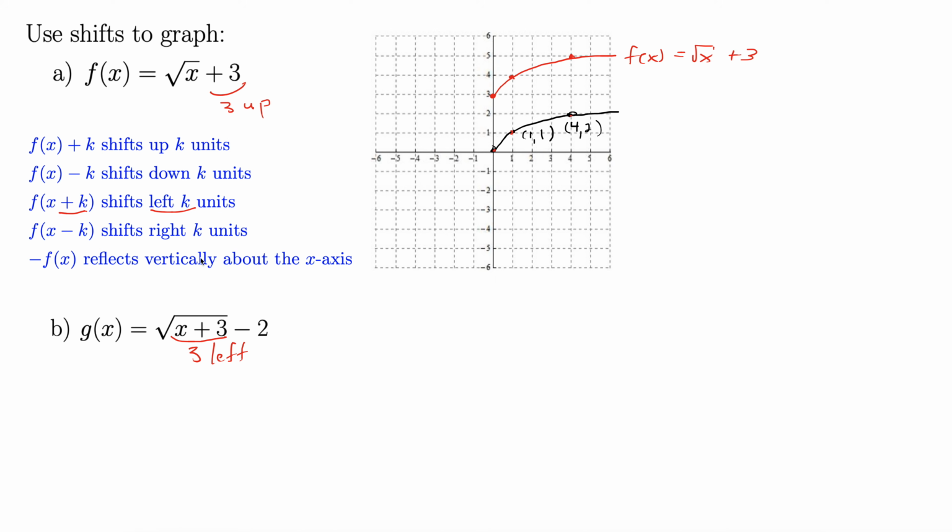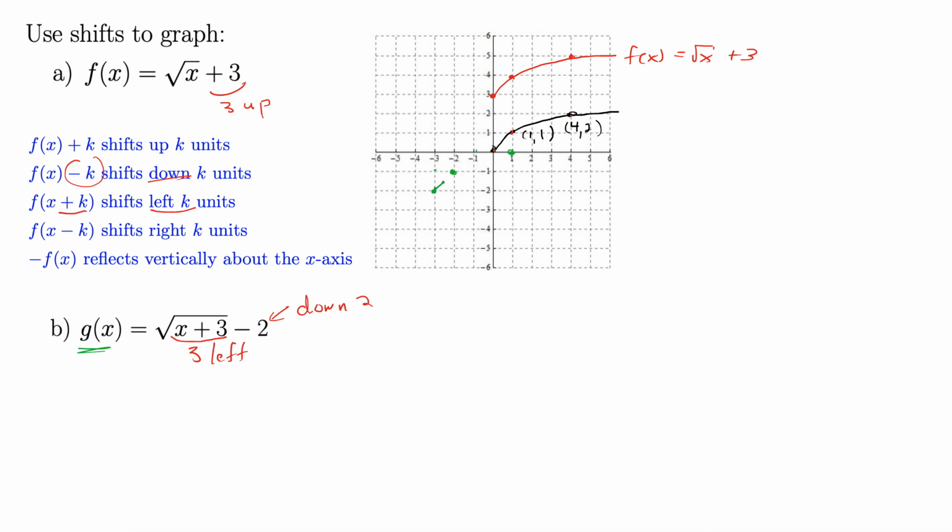And then for the minus 2 outside, we have minus k. So we're looking at down k units. Okay, so this will be down 2. And let's do this one in green. Okay, so g of x is in green, so here we go. We just take our same anchor points here, and we're going to go left 3, 1, 2, 3, and down 2, 1, 2. Then 1, 1, left 3, 1, 2, 3, down 2. There we go. And then 4, 2, left 3, and down 2, something like this.